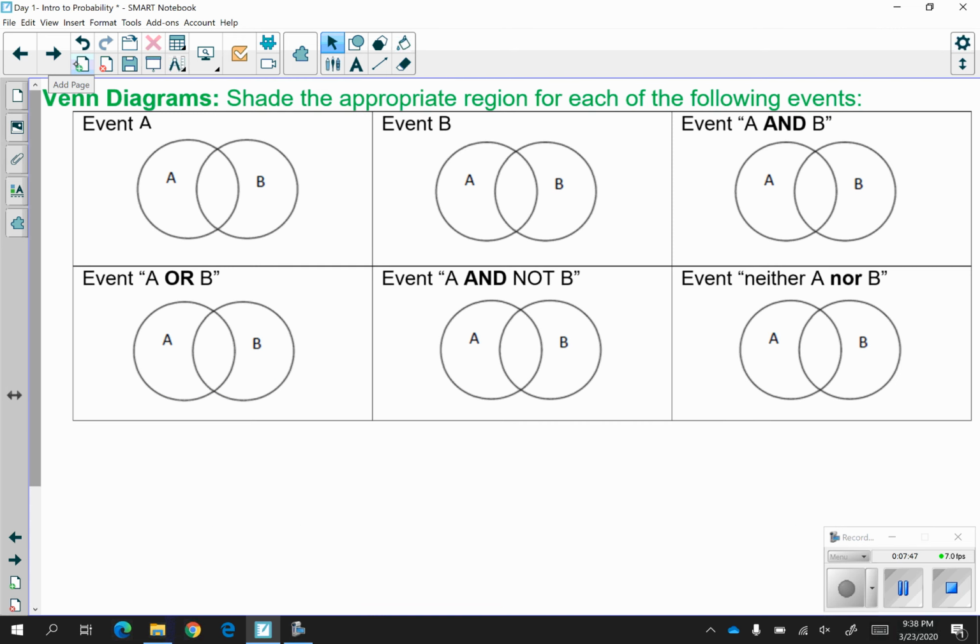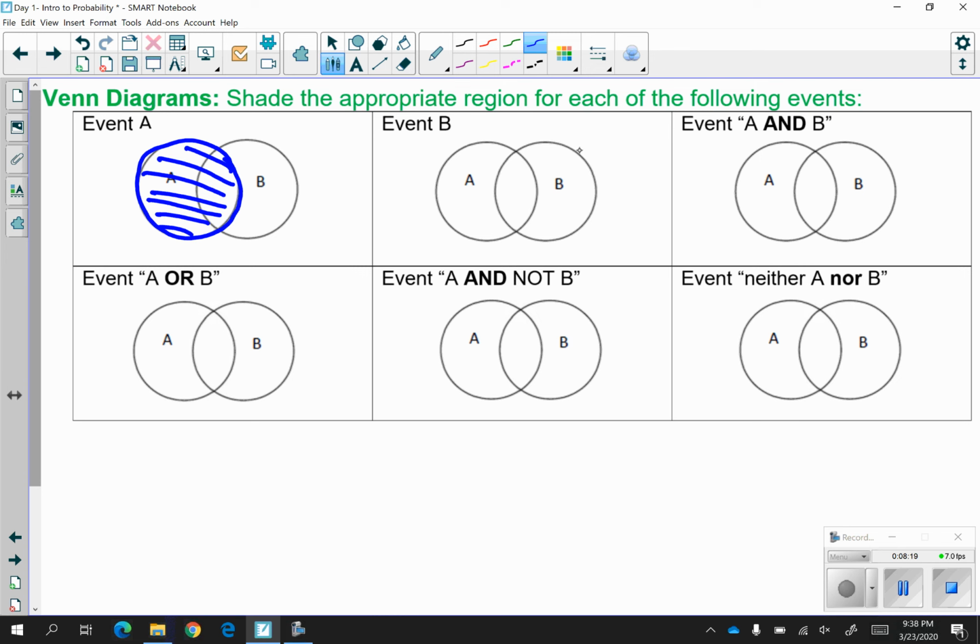Now, let's talk about Venn diagrams. They are not as easy as some people think. So, if you're talking about the probability of event A happening, event A is everywhere inside the circle of A. So I'm going to go to the circle of A, and I'm going to shade it all in. You don't have to shade 100% of it. You can just draw lines to show this is where the shading is.